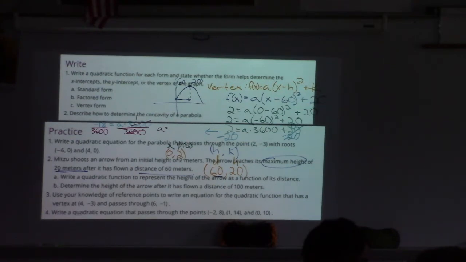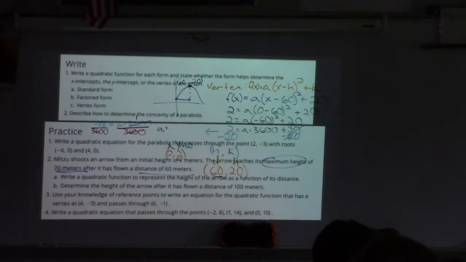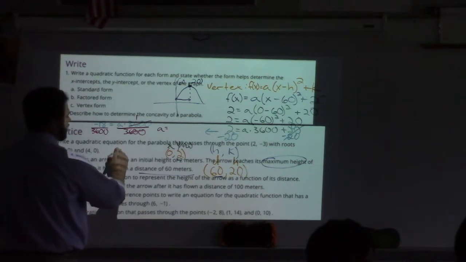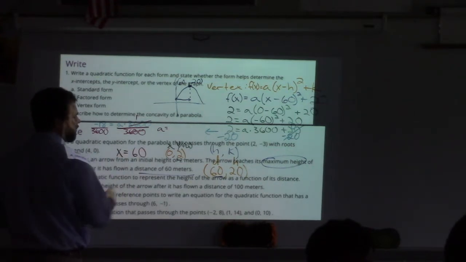Yes, ma'am? Since x equals h, why don't we ever put that in the equation as x? Okay, the axis of symmetry is equal to h. Correct. So x equals h, why don't we put that in the equation as x? Well, you would say that the axis of symmetry is x equals 60.